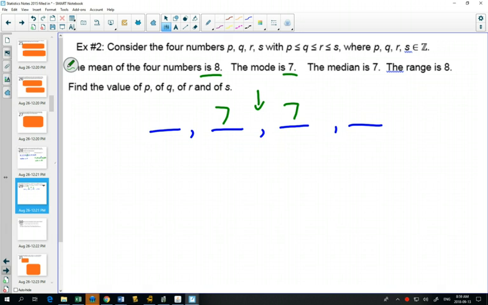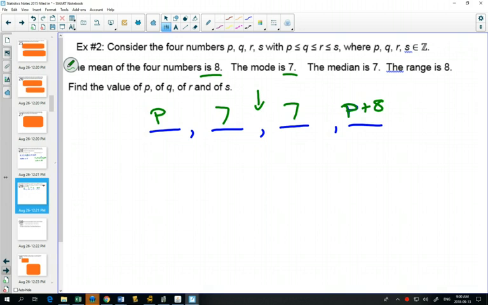You said that because the range is 8, S would have to be P plus 8, right? Okay, so this is technically still P and S, but instead of using S, he's saying I can use P plus 8 instead. Because whatever S is, it has to be 8 more than P.